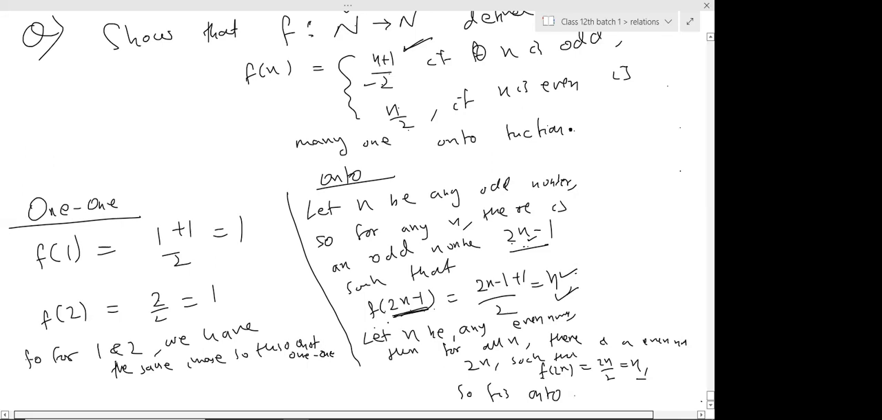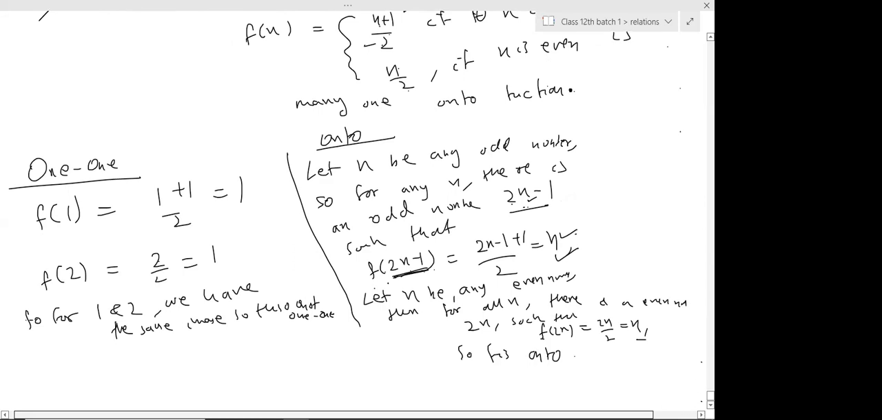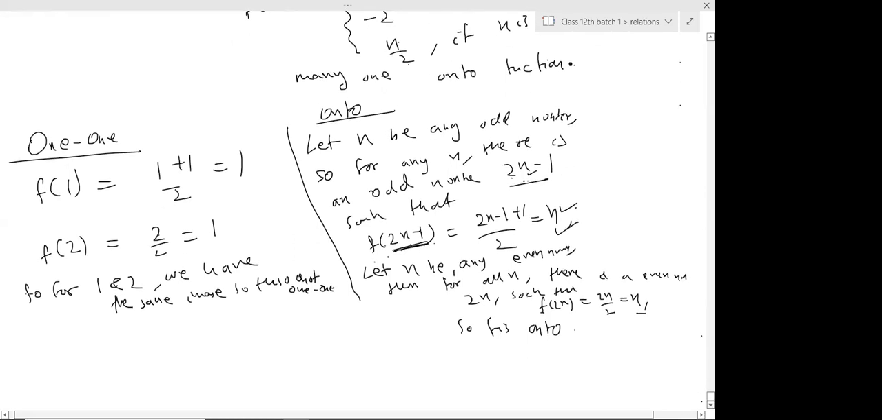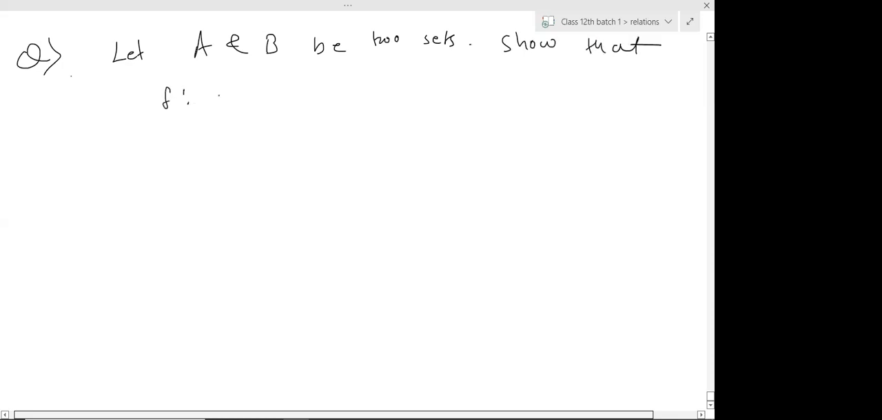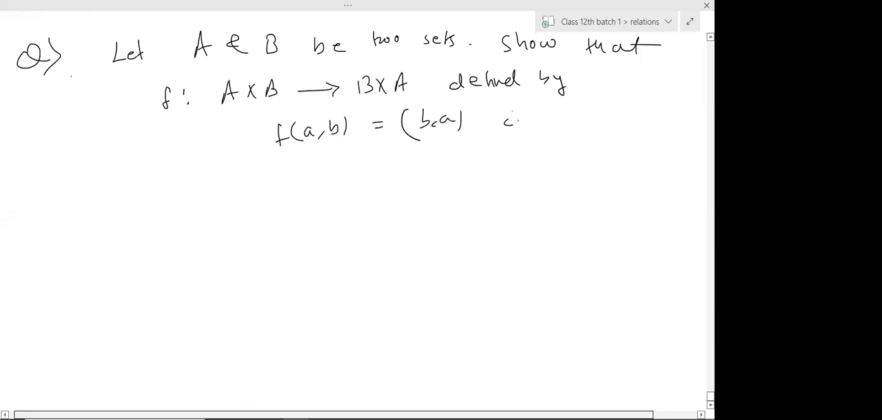All right, next question, or last question of this topic. Let A and B be two sets. Show that f: A cross B to B cross A defined by f of (a, b) equals (b, a) is a bijection. All right, try to solve this one, everyone.